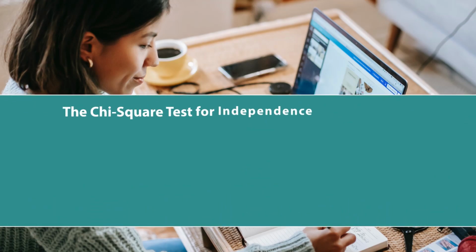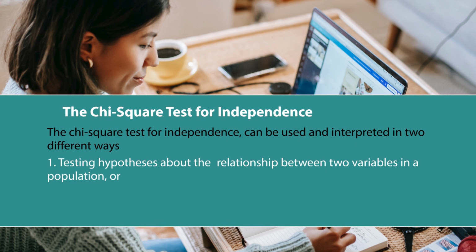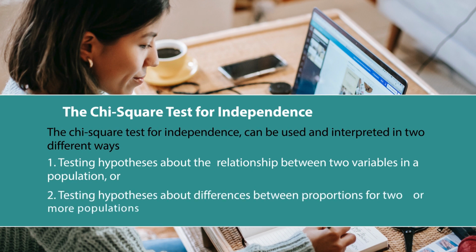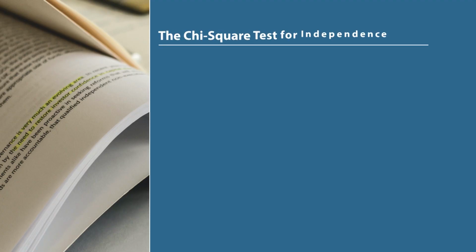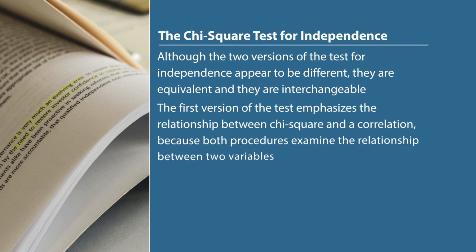The chi-square test for independence can be used and interpreted in two different ways: testing hypotheses about the relationship between two variables in a population, or testing hypotheses about differences between proportions for two or more populations. We have seen that although the two versions of the test of independence appear to be different, they are equivalent and interchangeable. The first version of the test emphasizes the relationship between chi-square and a correlation, because both procedures examine the relationship between two variables.